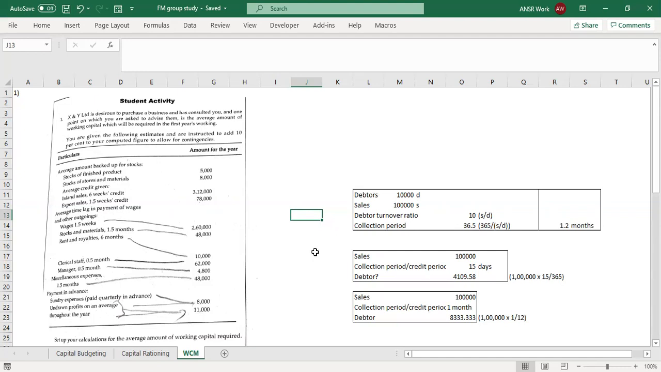So here we have to calculate. We are given the expenses for the whole year, is it? And we have to give an average of the expenses that are required. Similar. So that average is per.